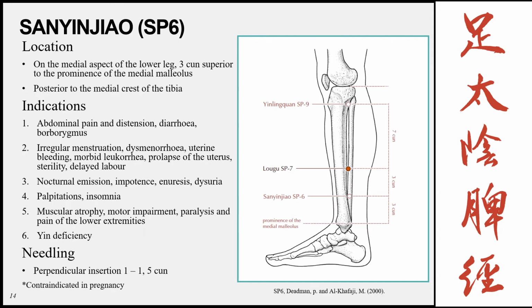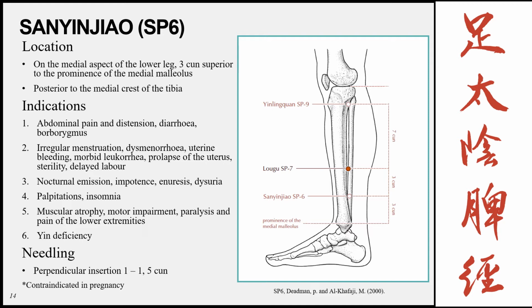The next point is Sanyinjiao, spleen 6. So firstly, let's go into the location of this point. So this point is on the medial aspect of the lower leg, 3 cun superior to the prominence of the medial malleolus, posterior to the medial crest of the tibia.